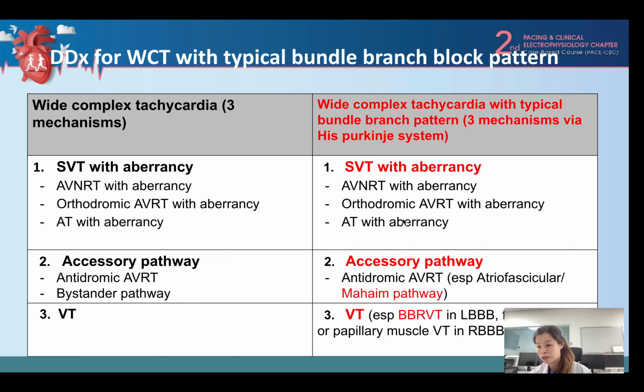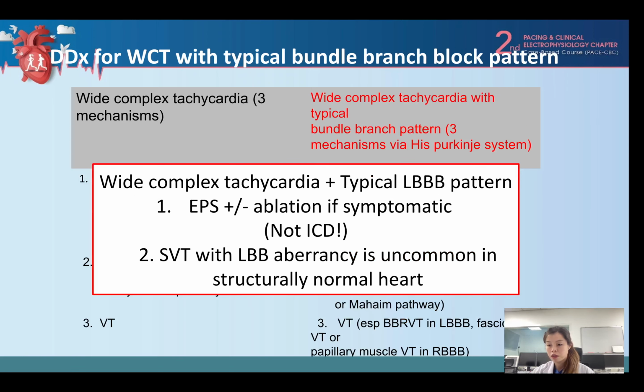The table on the right-hand side shows the specific differential diagnosis for those with typical bundle branch block pattern. For wide-complex tachycardia with LBB morphology, SVT with aberrancy, Mahaim pathway, and BBRVT should be considered. Please note that all these wide-complex tachycardias with typical bundle branch block morphology could be effectively treated by catheter ablation. So for these patients, EP study and ablation should be considered, but not ICD implantation.